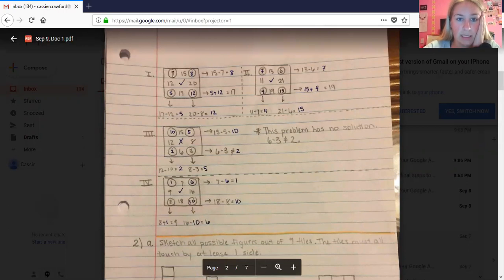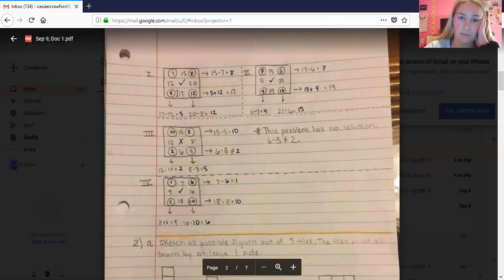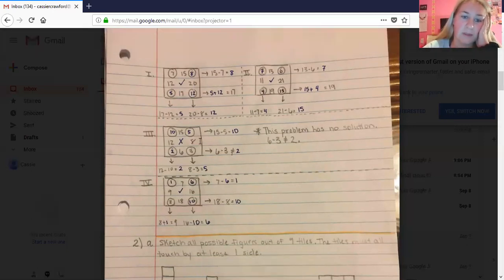What I did is for the problem, they gave us 7. That's all they gave us. So I did 15 minus 7 equals 8. And then I did 20 minus 8, which gives me 12. 17 minus 12, which gives me 5. 5 plus 7 is 12. That checks out. The second one is exactly like it. It also checks out. I'll go through number 3 because it's a little different.